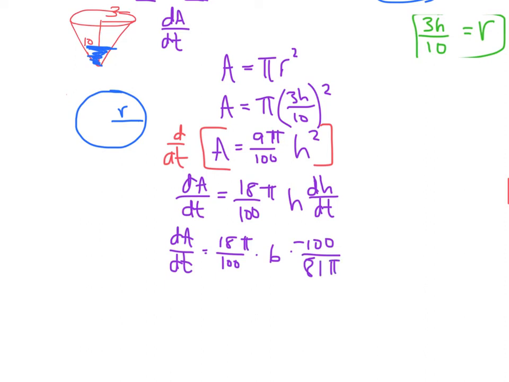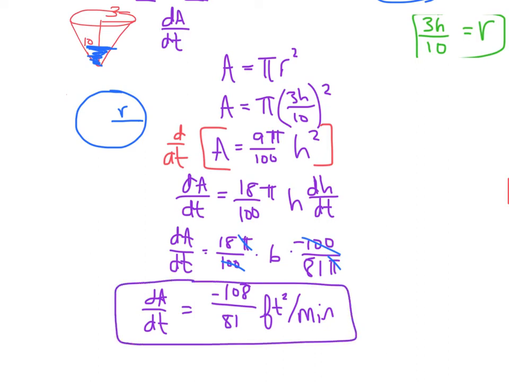Okay, so this now is what I need to simplify. Well, I noticed some things right away that are going to make this nice. Okay, I can cancel the pi's out. I can cancel the hundreds out. All right, so I have 18 times 6, which is going to be 108, 108 over, let's see here, just the 81 is all that's left, and a negative on the top. So my dA dt, which I know that can be simplified, but to save some time, we're just going to leave it, is negative 108 over 81 feet squared per minute. So that's the rate at which the area is changing.